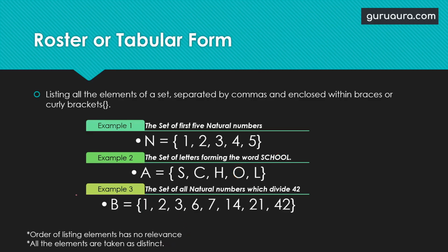Now let's see the third example. The set of all natural numbers which divide 42. Let's represent this set by capital letter B. Now the set B consists of elements 1, 2, 3, 6, 7, 14, 21, 42, listed within the brackets separated by commas. I have maintained the ascending order while listing the elements, but it's not mandatory as the order of listing elements has no relevance.